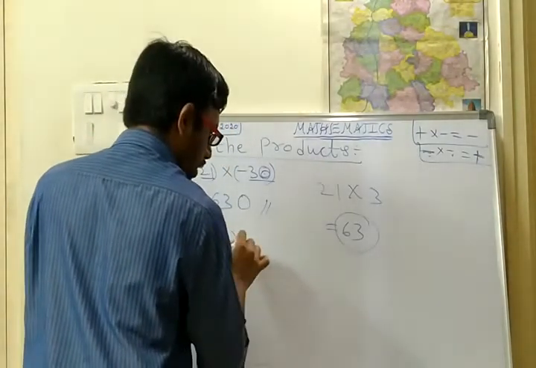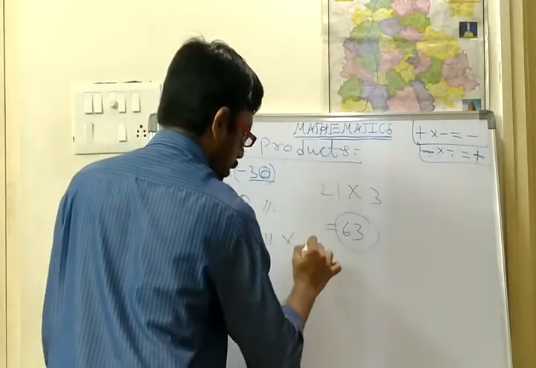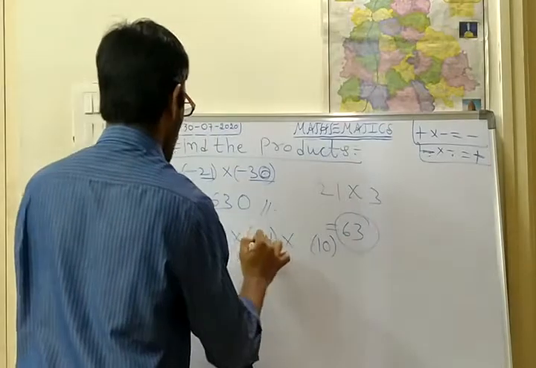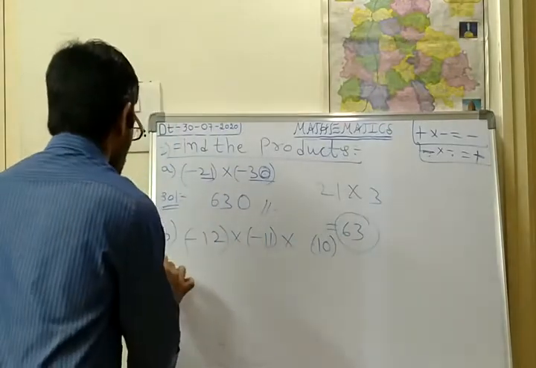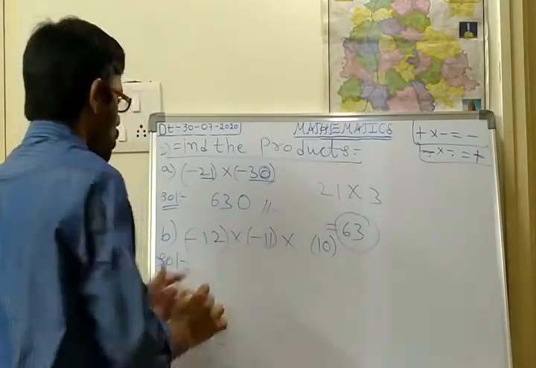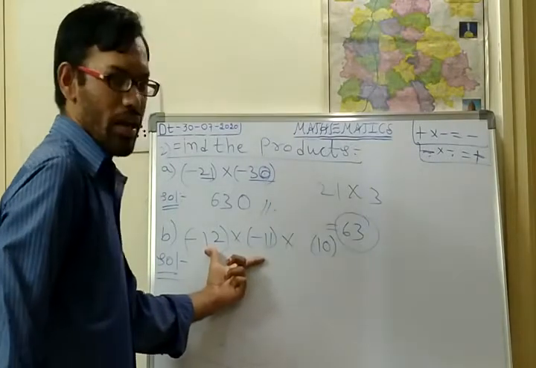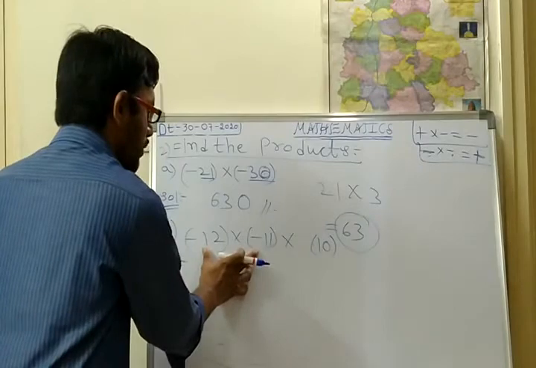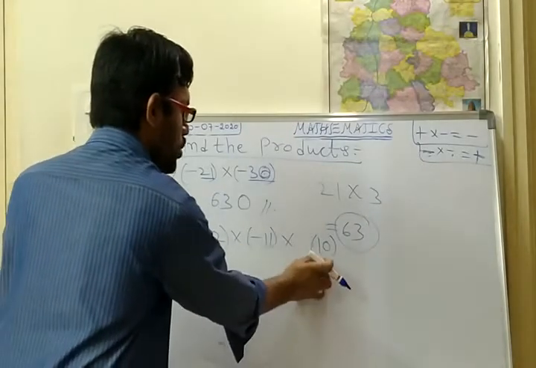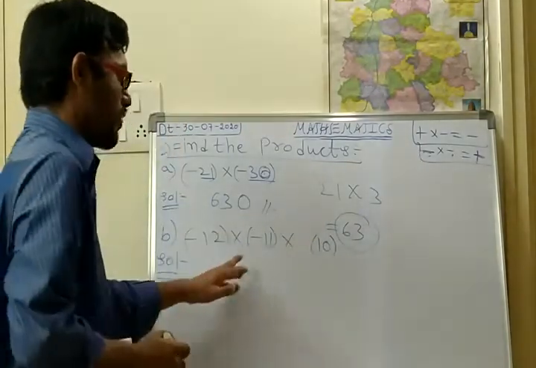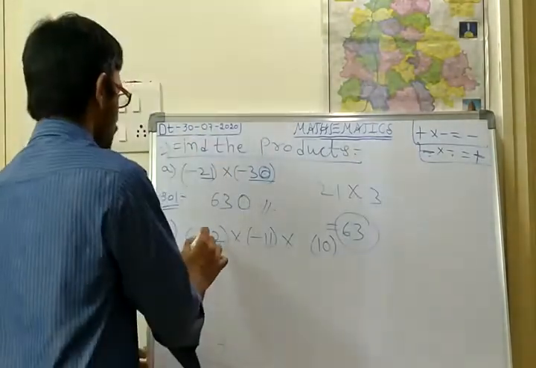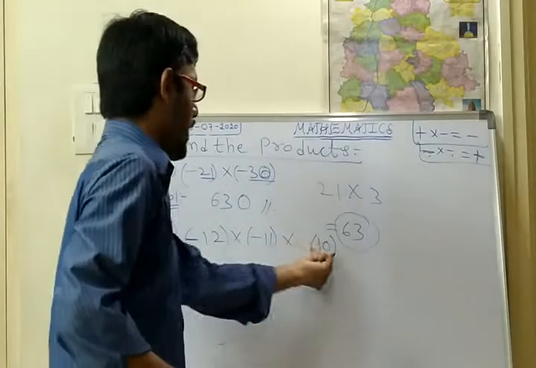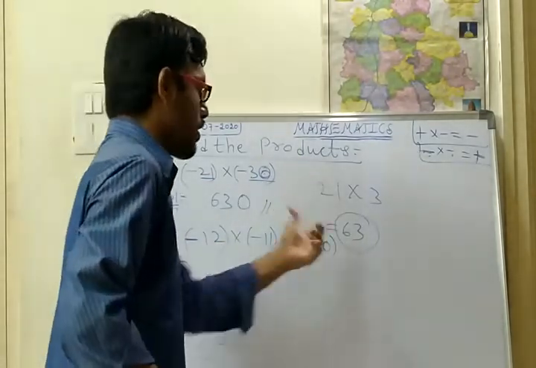Minus 12 into minus 11 into 10. Here there are 3 integers, out of which 2 are negative and 1 is positive. So negative into negative is positive, and positive into positive is positive. So this result will be a positive integer only. So first, 12 into 11 into 10 you have to find.